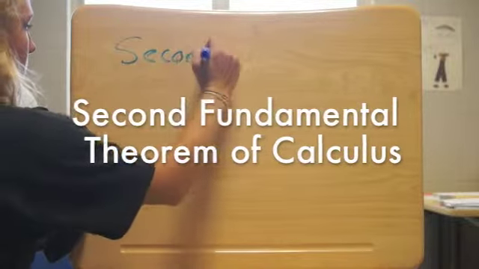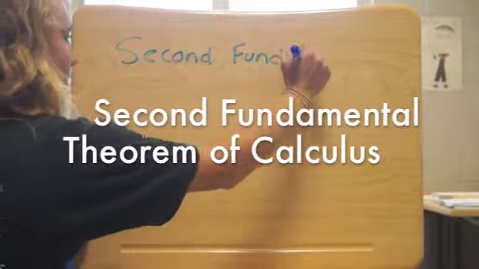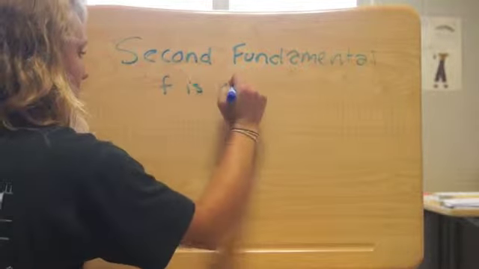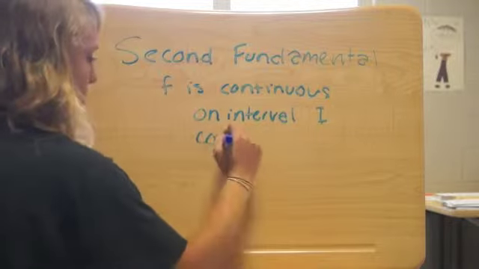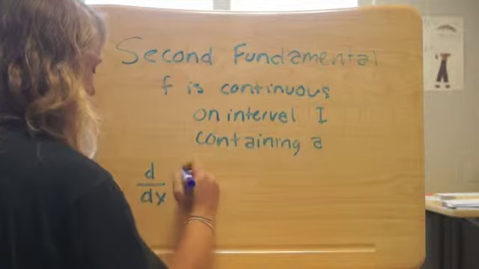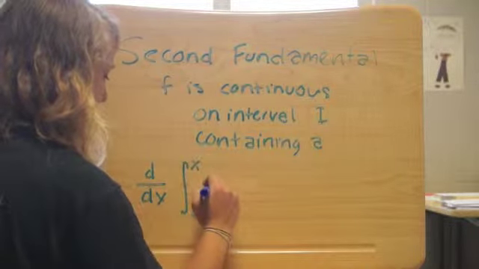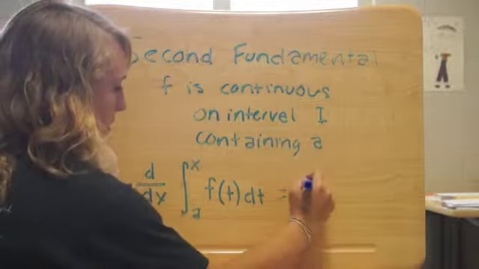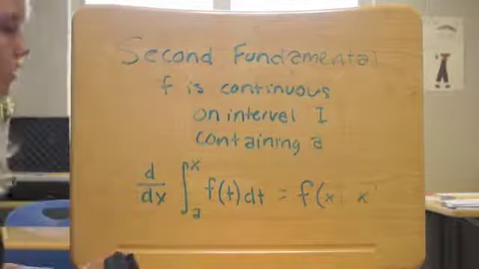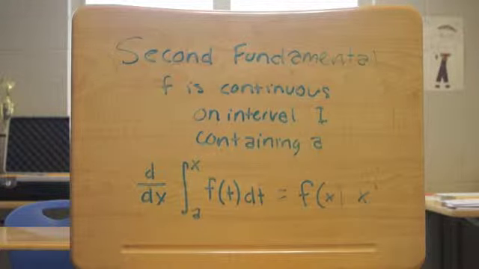Now to learn the second fundamental theorem of calculus. This theorem is valid only if f is continuous on the interval I, which contains the point a. The derivative with respect to x of the integral from a to x of f of t dt equals f of x times x prime. In this equation, x is the variable and a is a constant.